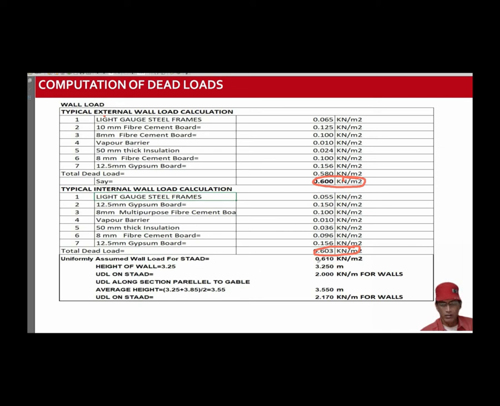So our wall load works out to be 2 kilonewton per meter for walls, which will be along x direction and along z direction. Along x direction there will be gables, so wall height will be varying. So on the average, we shall take average height and work out the wall load accordingly. So it comes to be 2.17 kilonewton per meter.